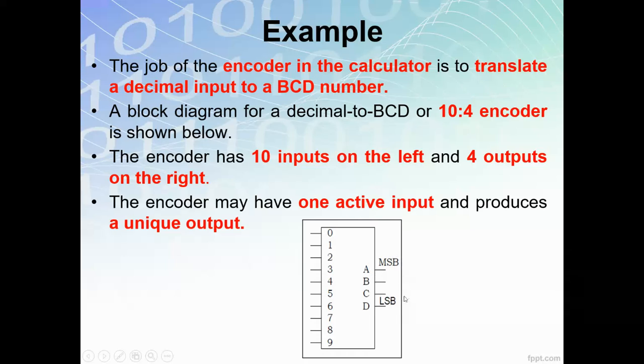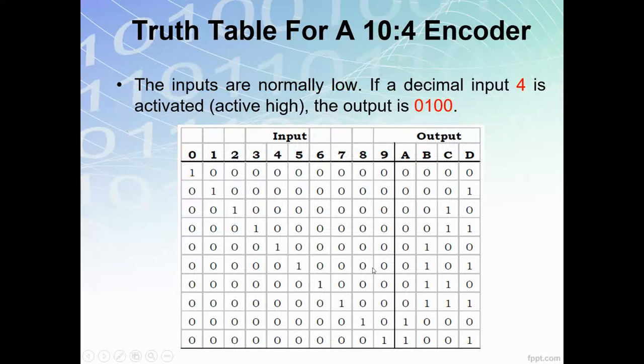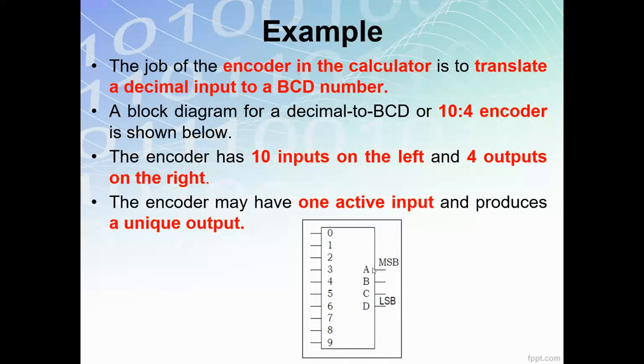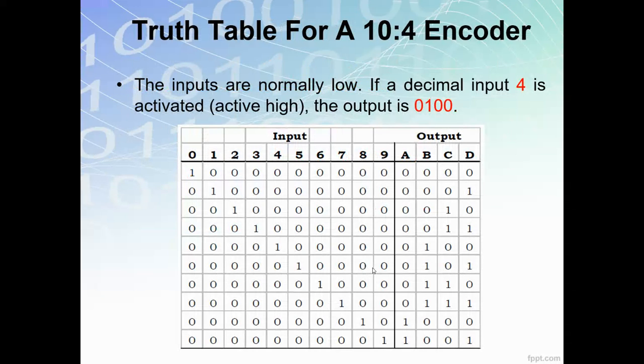Okay, so the block diagram untuk decimal to BCD we call 10 to 4 because you have 10 inputs, okay, and then you have a 4. When they process, they have 4 outputs. So the encoder may have one active input and produce a unique output. So setiap ni dia akan only one active input and then the one unique output. Okay, so bila kita tengok block diagram ni, kita boleh generate dia punya possibility of the outcomes, okay, by using a truth table, by constructing the truth table.